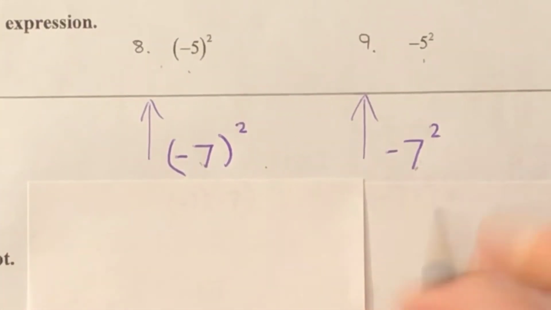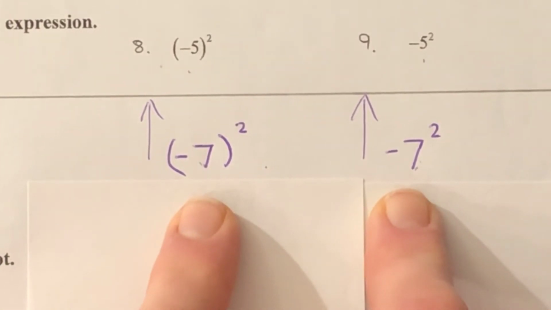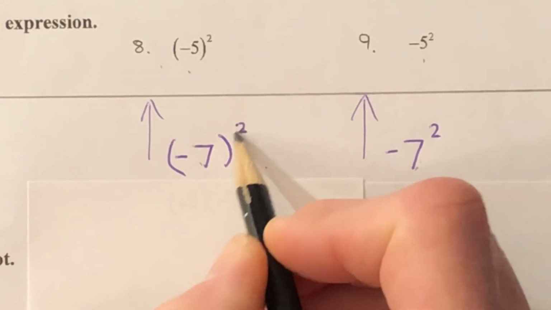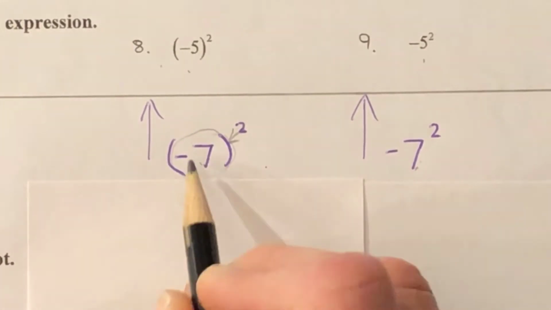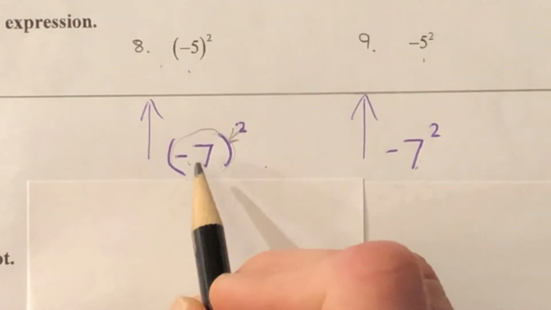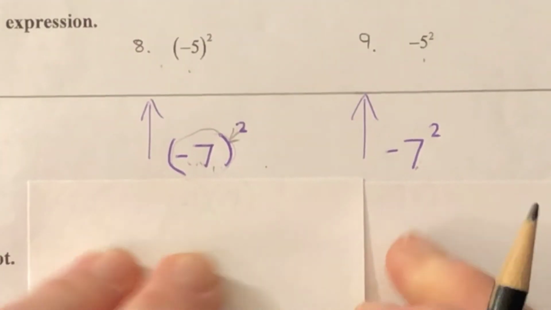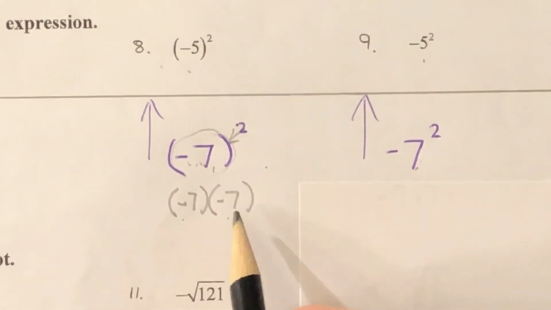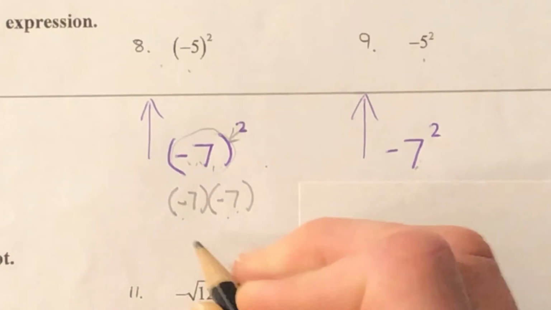This right here is something you need to be mindful of. This exponent is everything inside the parentheses. There are 2 things inside the parentheses. There's a negative and there's a 7. So this is -7 times -7. That's what that means. -7 times -7 is positive 49.